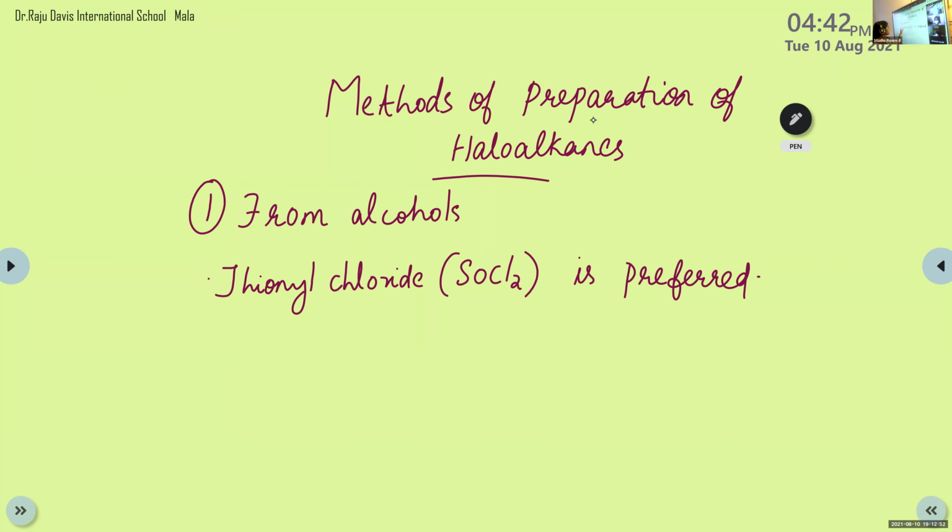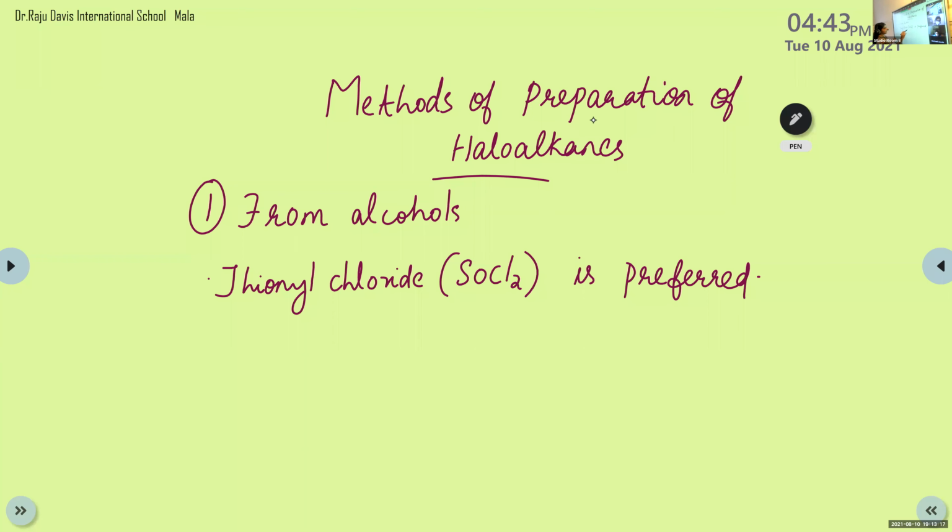Okay, so we are preferring this thionyl chloride method because the side products obtained along with haloalkanes are sulfur dioxide and HCl, hydrochloric acid. Both these are escapable gases. Okay, they are volatile in nature, that means easily converted to vapors. So it is very easy to separate the haloalkane from the mixture.